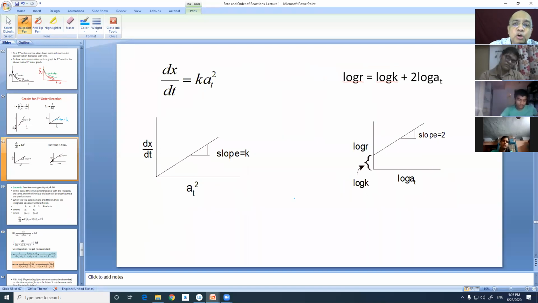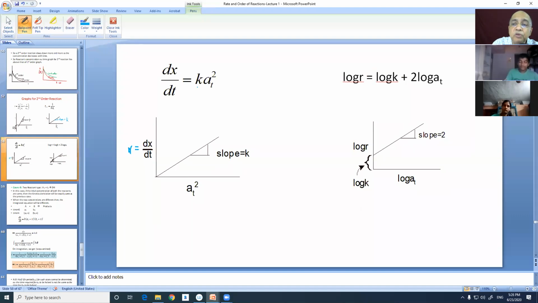Now, look to the original equation. Rate is equal to k into At square. So if you draw rate, dx by dt is nothing but rate, rate versus At square, then the slope will be simply equal to k.